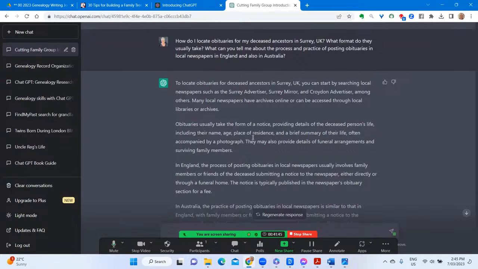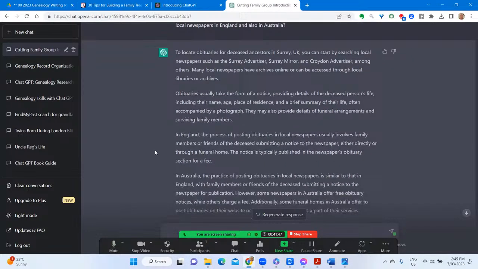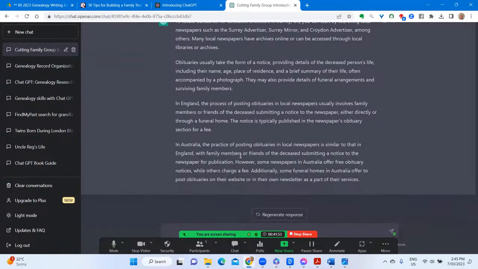The practice or the process of posting obituaries in the two countries is very similar. And typically there is often a fee required by the newspaper. And additionally, some funeral homes in Australia offer to post obituaries on their website. And the newest form of those are useful to go and have a look at.